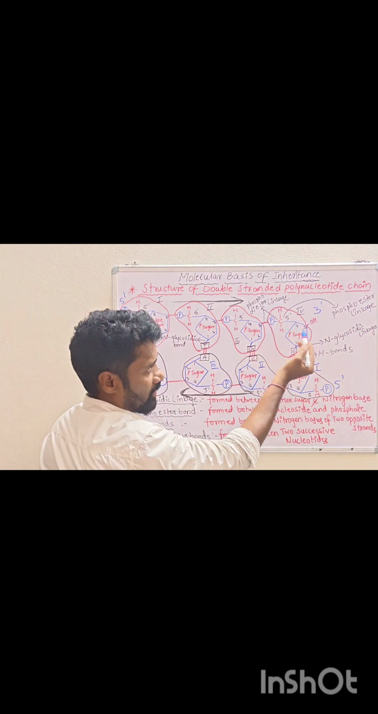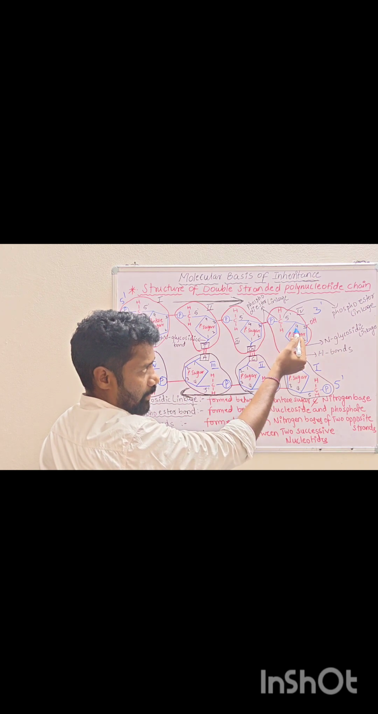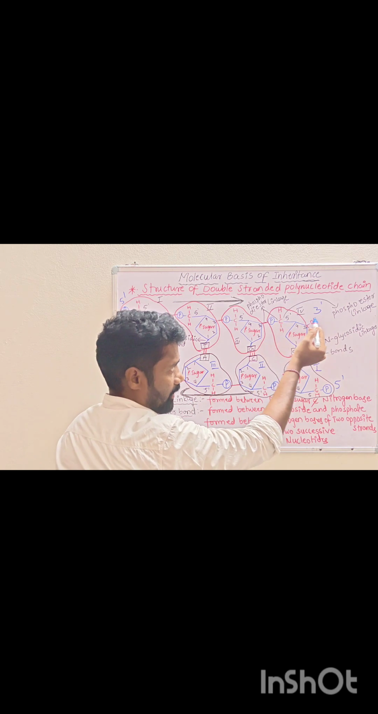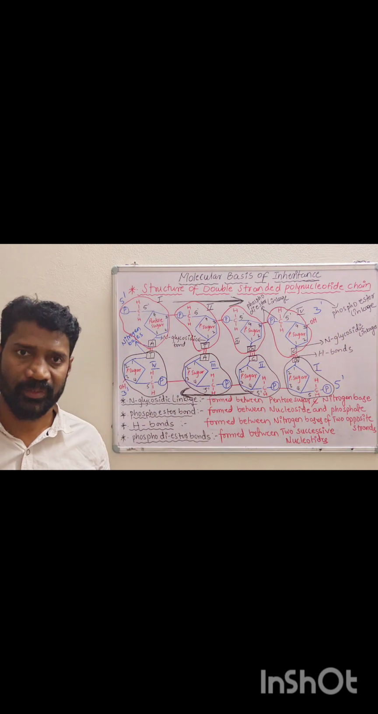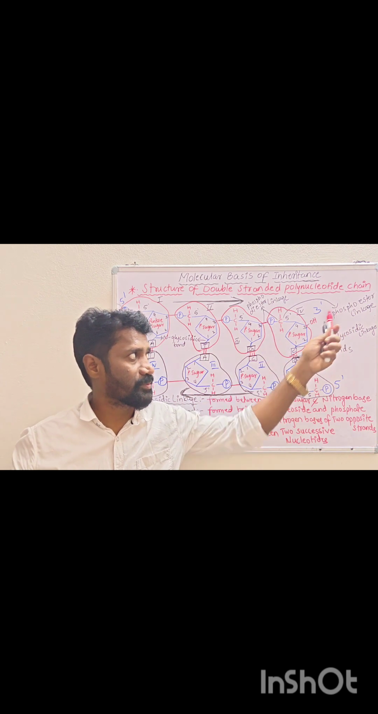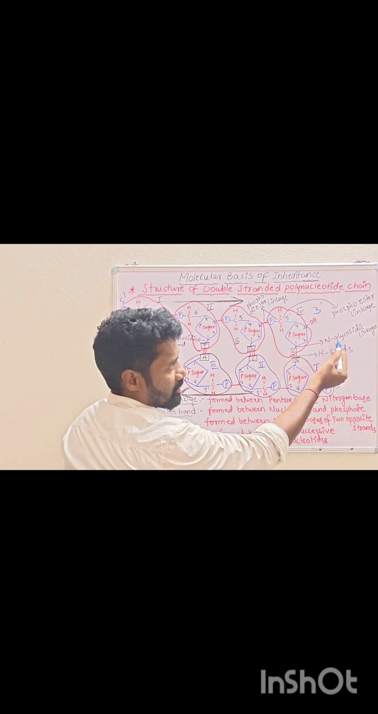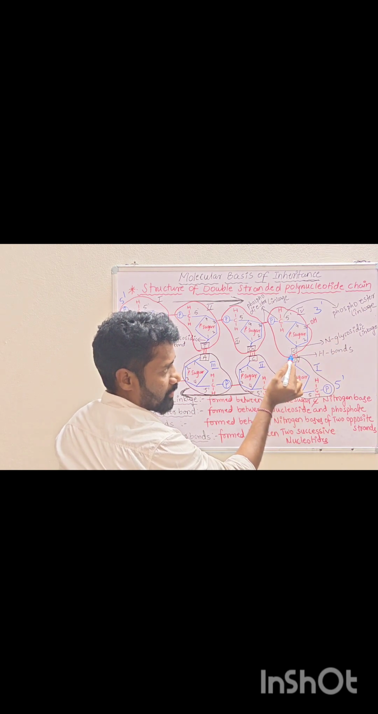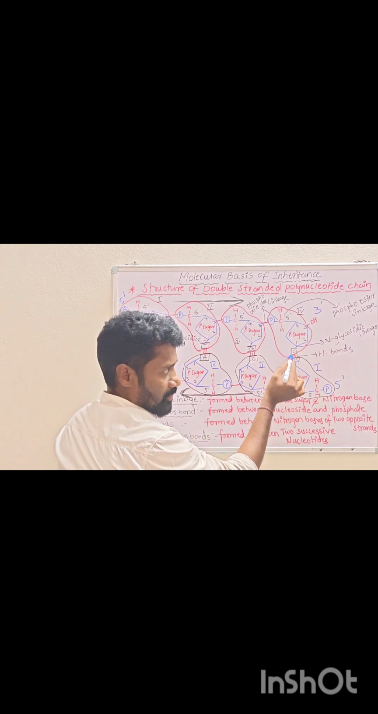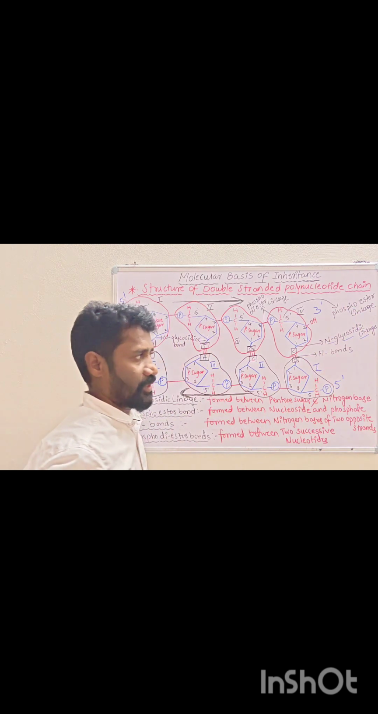Already we know what the phosphoester linkage is. The linkage present between the pentose sugar and phosphate is called the phosphoester linkage. And what is the N-glycosidic linkage? The linkage that takes place between the nitrogen base, here C, and the pentose sugar is called the N-glycosidic linkage.